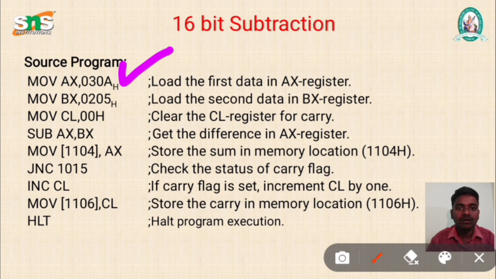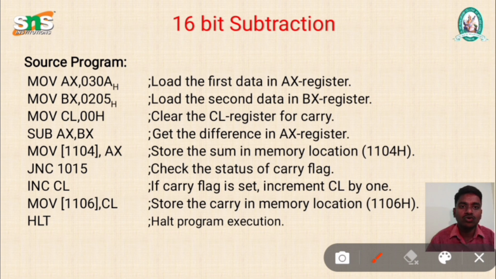MOV AX, 030A. Here 030A is the first input value. Then this is the next step, the next value. MOV BX, 0205. This is the second value we are taking as input, which is stored in the BX register. Then the third step, that is MOV CL, 00. So we are clearing the CL register for storing the borrow or carry here.